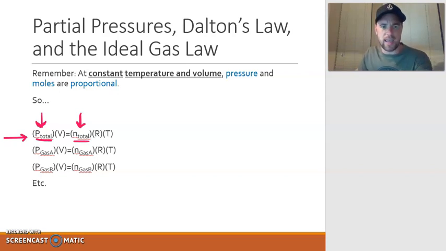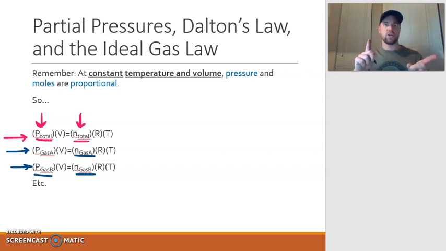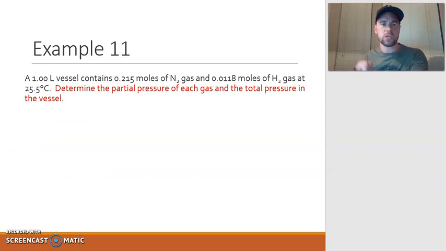But if I plug in the pressure for just gas A, then what I will calculate is moles of gas A. And if I plug in pressure for gas B, it'll give me moles of gas B, etc. So those two things connect with each other. Now, why is this important? You're going to see in the next example. So let's take a look at example 11.